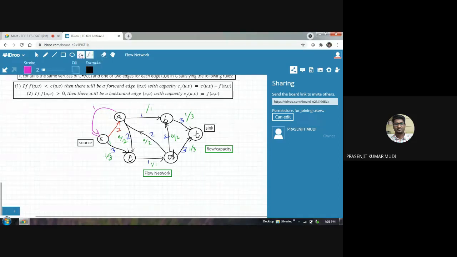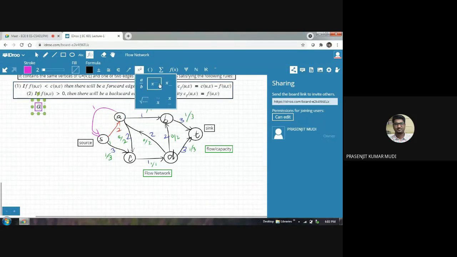And the residual network is usually denoted by capital G with suffix F. So this is the part of the Gf. When you apply it, you will get the overall Gf.